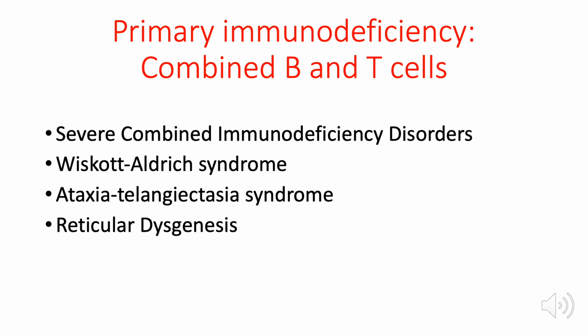At this point, we will be discussing the primary immunodeficiency disorders affecting both the B cells and the T cells. And we have the following: SCID, or Severe Combined Immunodeficiency Disorders, Wiskott-Aldrich Syndrome, Ataxia telangiectasia, and Reticular Dysgenesis. Let's start with the Severe Combined Immunodeficiency Disorders.